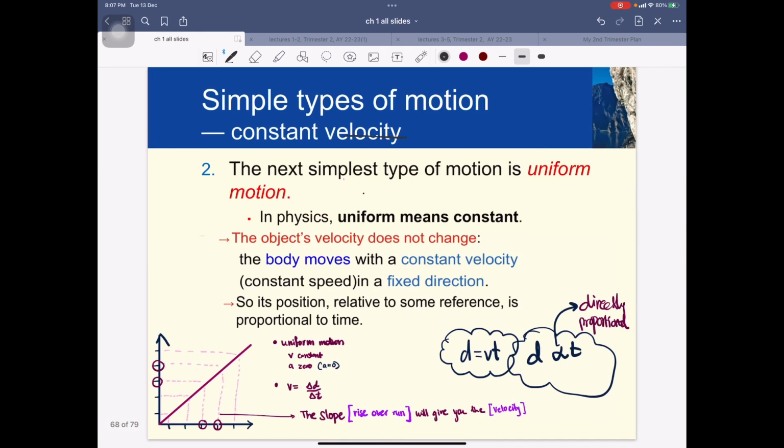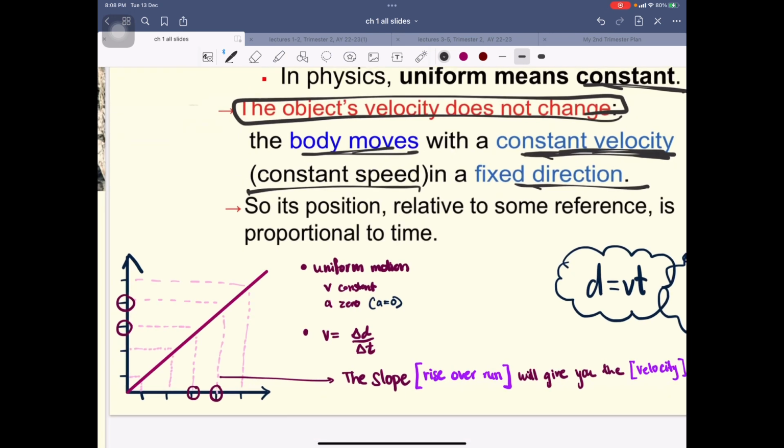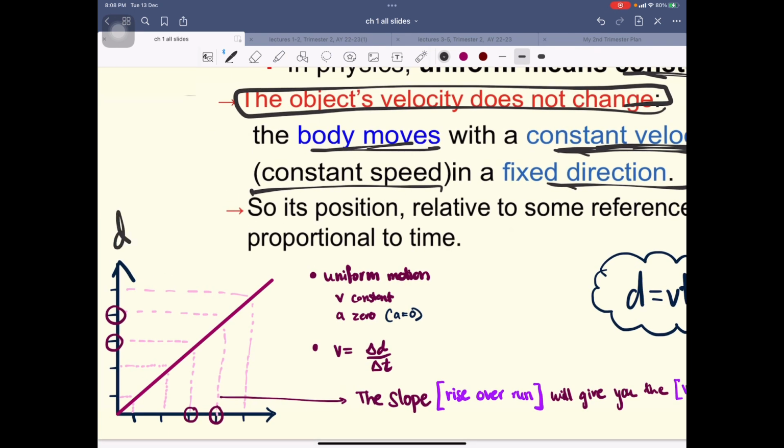Second type of motion is the constant velocity. Constant velocity is the second simplest type of motion, and uniform means constant. So the object's velocity does not change, in which the body is moving with constant velocity, يعني constant speed في fixed direction. So it's just moving with a constant speed. لما I want to plot the constant velocity on a d versus t graph, it's gonna be an inclined linear line.